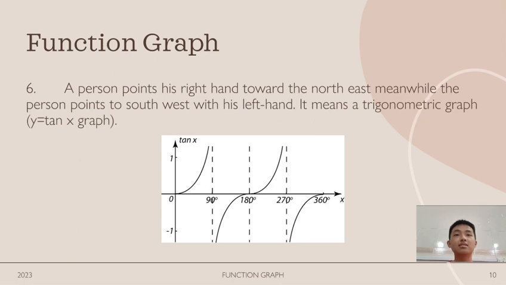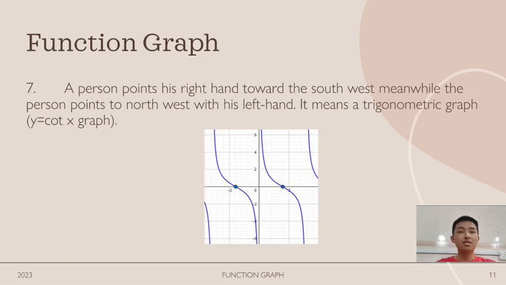The sixth method is a person points his right hand toward the northeast. Meanwhile, the person points to the southwest with his left hand. It means a trigonometric graph, y equals tan x. The seventh method is a person points his right hand toward the southwest. Meanwhile, the person points to the northwest with his left hand. It means a trigonometric graph, y equals cot x.